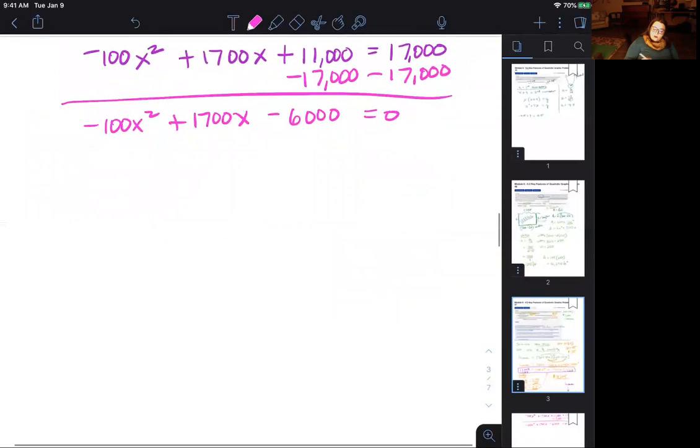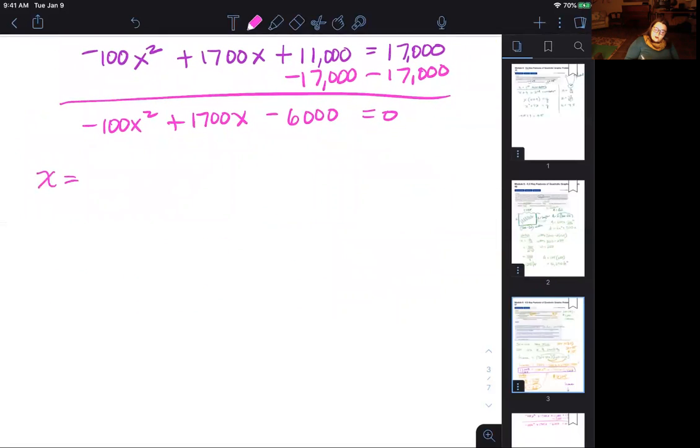So then to use the quadratic formula, I'm going to say x equals negative b, negative 1,700, plus or minus the square root of b squared, 1,700 squared. Now, actually, I'm realizing as I use all of these big numbers, I just want to show you a little trick, because this will make it actually a little easier.